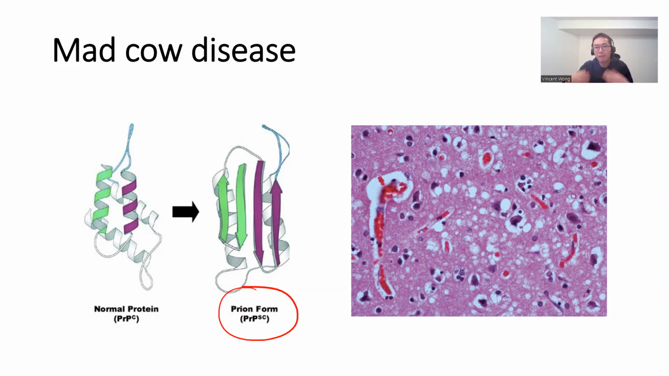So it's like a bad influence or like a zombie apocalypse. It just keeps on converting all the good proteins into the bad one. And then the bad ones will clump together and start to kill off neurons in the brain. And that's why there are going to be holes in the brain and the person dies, okay?